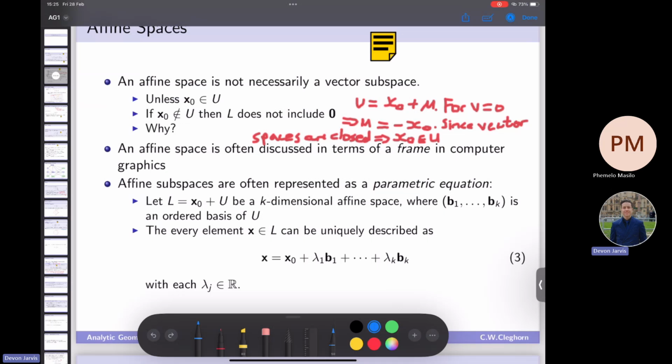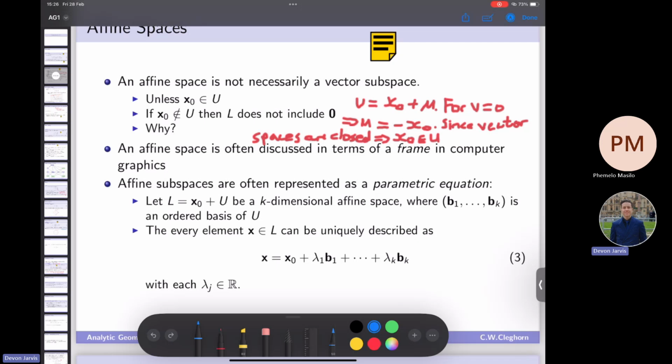If my hand was like that, and now I can move in that direction along my hand's plane and get back to 0, then x naught, or rather negative x naught, is in the set U. Then that is still a vector space, and in fact, you'll notice that you've just done nothing. I had a plane that cut through 0, and I shifted it all the way this way, and I still have a plane that cuts through 0.